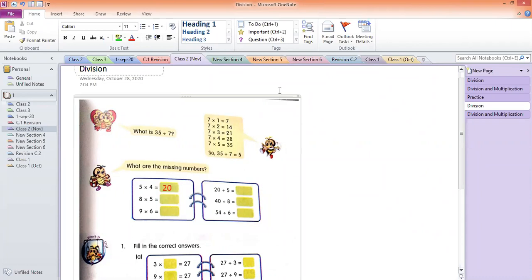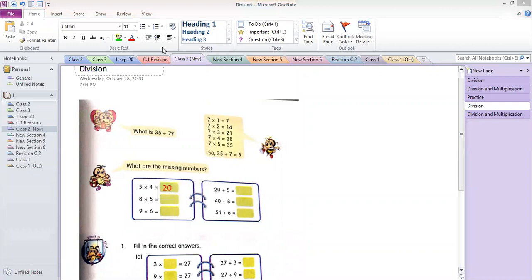No. You check, 5 multiplied by 4 equals to 20. So 5 multiplied by what number equals to 20? How many times you read the 5 table to get 20? 4. So 20 divided by 5 equals to what? 4. Okay? In that way you have to answer.